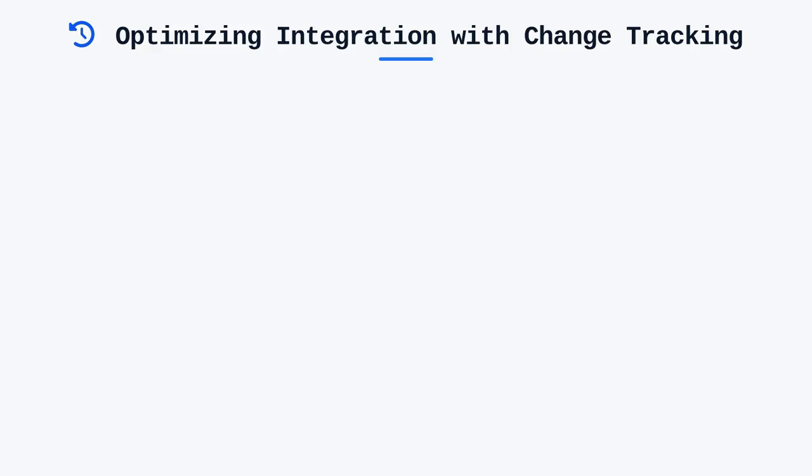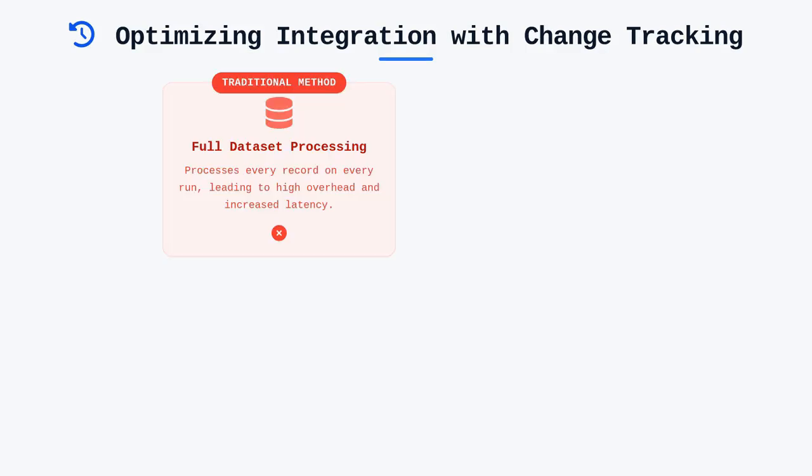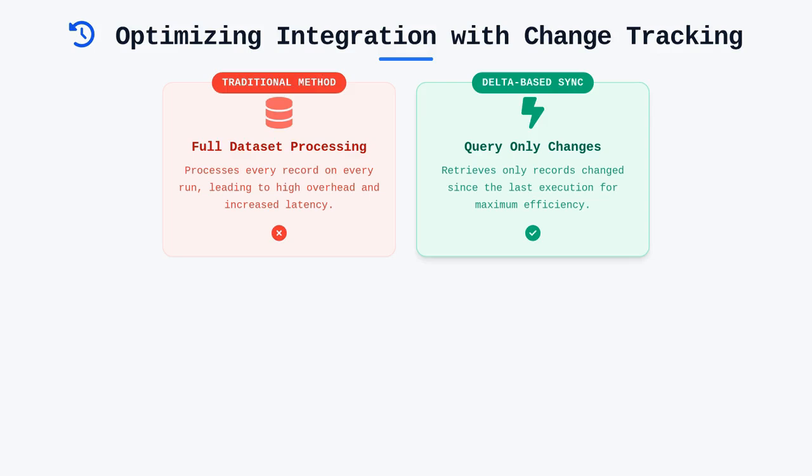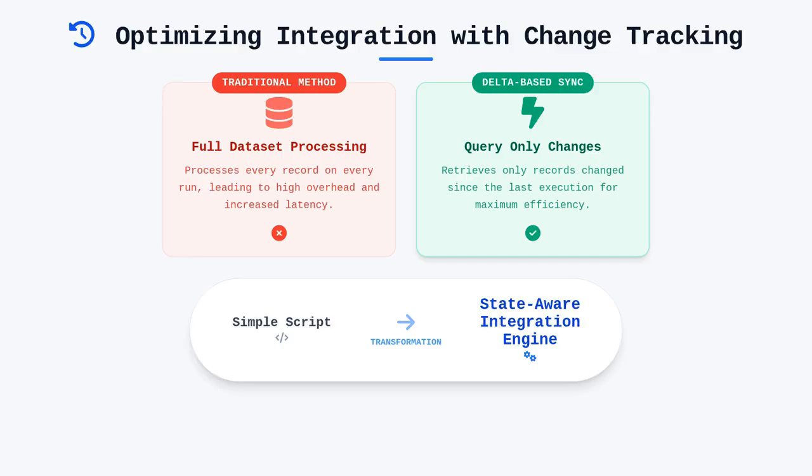Change tracking is yet another feature that you can leverage to optimize your integration patterns, especially when you are performing delta-based synchronizations. Instead of processing entire datasets on every flow run, you can query only the records that have changed since your last execution. This significantly reduces the overhead on the Dataverse platform and minimizes the latency of your automated processes. By implementing this pattern, you transform your cloud flow from a simple script into a robust, state-aware integration engine.